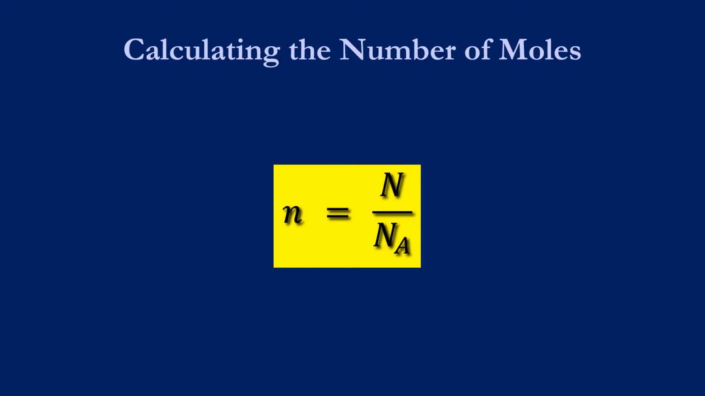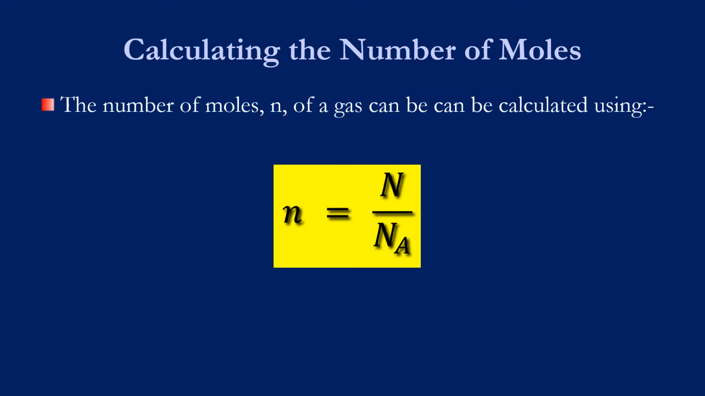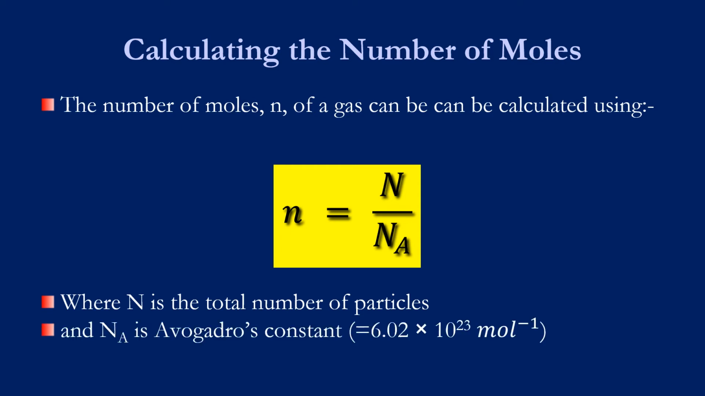We can find the number of moles of a sample by using the following relationship, where little n is the number of moles, big N is the number of particles, and N_A is Avogadro's constant. So as a reference, we say in 1 mole of carbon-12, there are 6.02 times 10 to the 23 atoms.